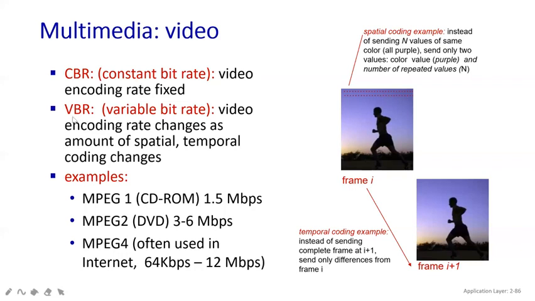The next one is VBR, variable bit rate. Here the video encoding rate changes as the amount of spatial and temporal coding changes. When we want to measure the video encoding, we use constant bit rate, because we have not changed any bit values. When we change the bit values, we use variable bit rate. So when there are changes in the amount of data between spatial and temporal coding, we use VBR.